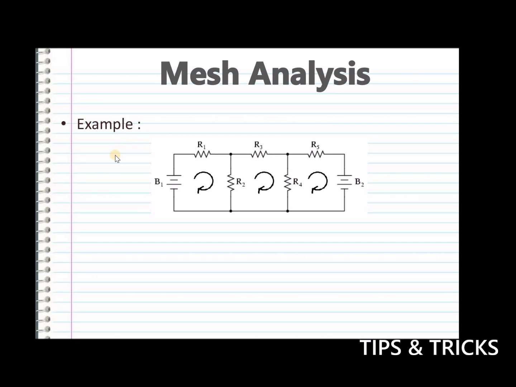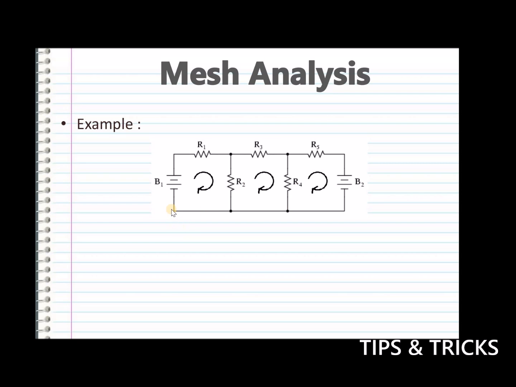Now let's take an example. Look at this circuit carefully. In this circuit there are 6 loops, meaning closed circuits. But there are only 3 meshes. As we defined, the smallest loop is called a mesh. So, see, these 3 loops are the smallest and can't be divided into any other loop. So these 3 are called meshes.